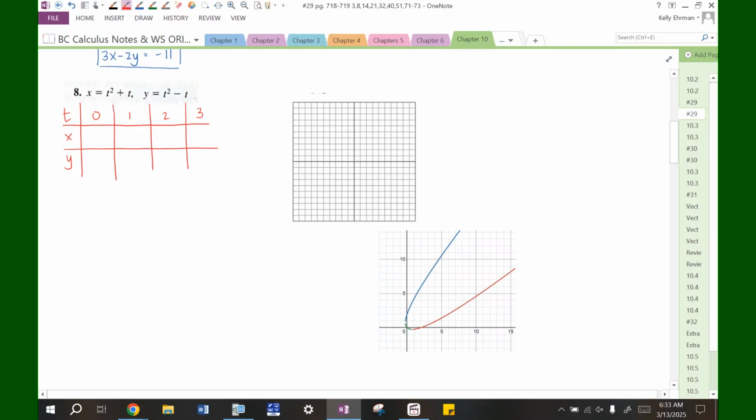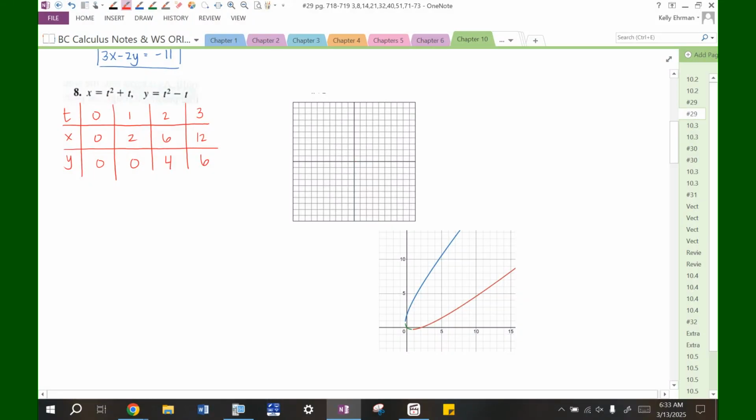So if I plug in 0, I get 0, 0. If I plug in 1, 1 plus 1 is 2. 1 minus 1 is 0. Plug in 2. 4 plus 2 is 6. 4 minus 2 is 4. 9 plus 3 is 12. 9 minus 3 is 6.